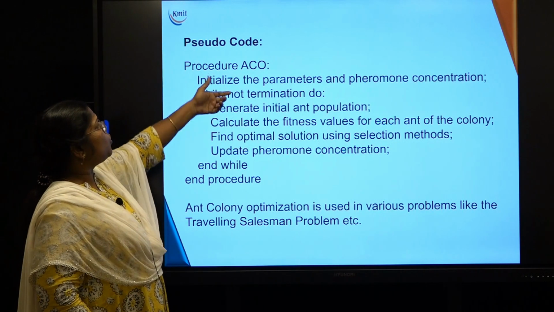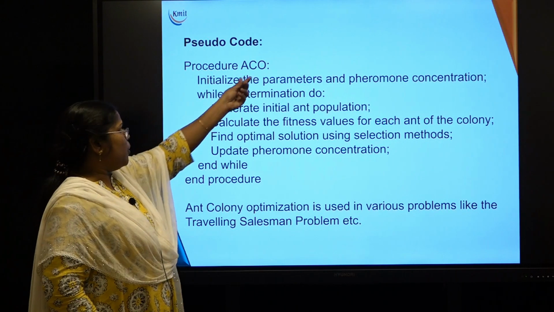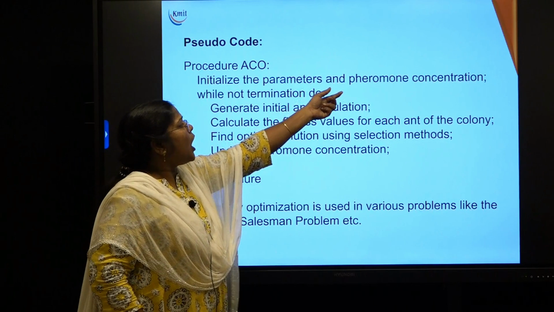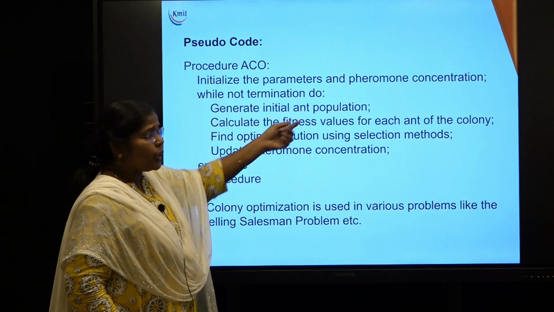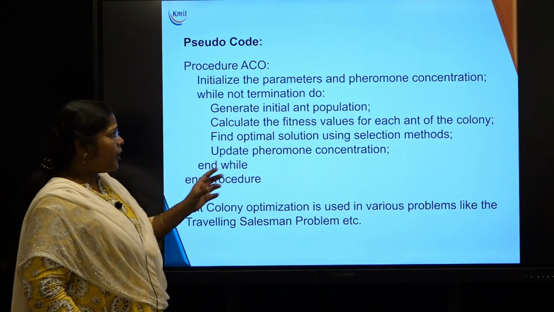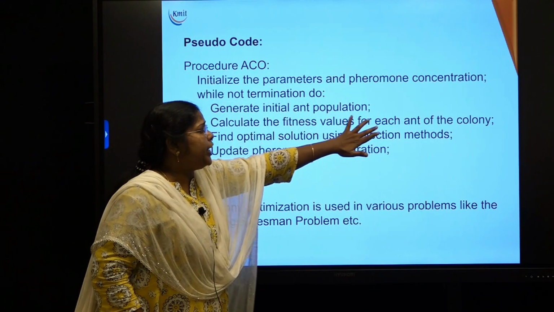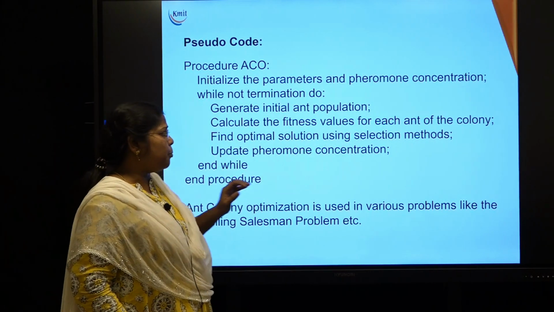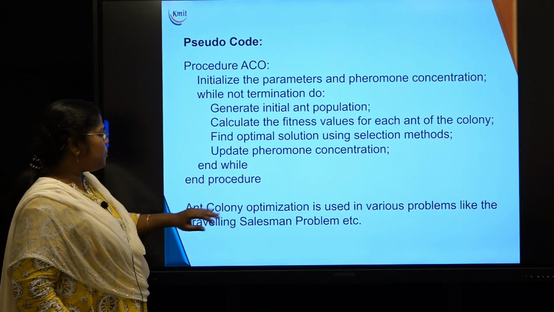So we write the pseudocode. Procedure of ACO, ant colony optimization. Initialize the parameters and also the pheromone concentration. While not termination, do: generate the initial ant population, the ant colony population. Calculate the fitness values for each ant. Find the optimal solution using selective methods. Update the pheromone concentration. End procedure.